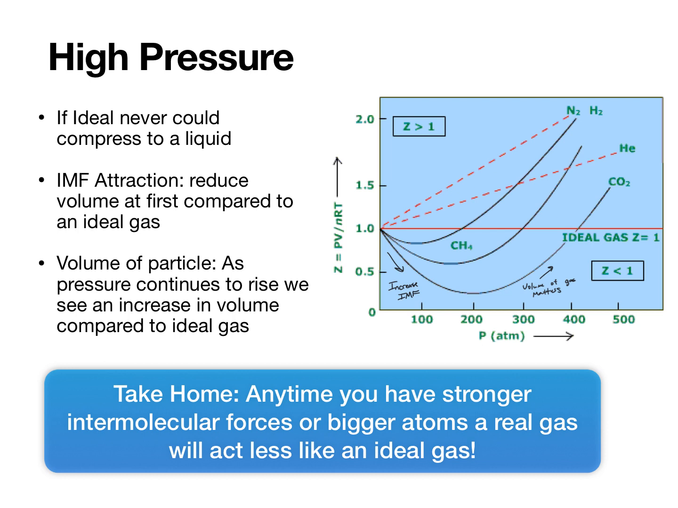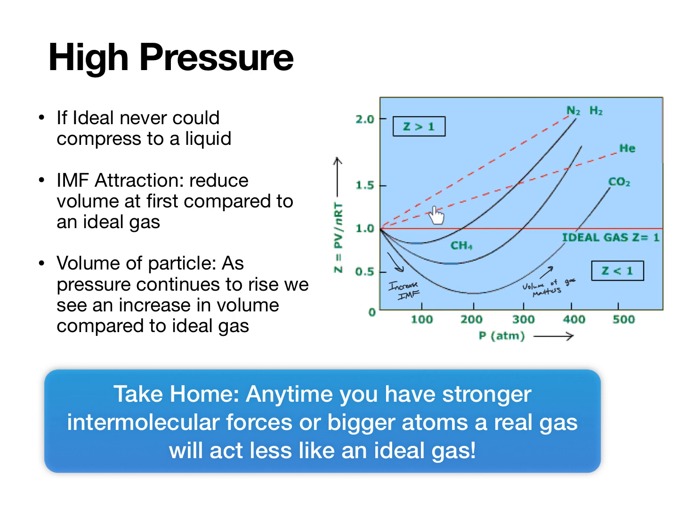The big thing that you need to take home is this, that anytime you have stronger intermolecular forces or bigger atoms, a real gas will act less like the ideal gas. One more thing before we leave this slide I want you to notice is that the heavier the gases are, the stronger the intermolecular forces, and the stronger the intermolecular forces means the deeper the dive in this initial stage. CO2 is the most polar of all these gases, followed by CH4, and followed by N2. And the two least polar gases happen to have very little drop initially because they are essentially nonpolar and have no intermolecular forces that are attracted to each other.